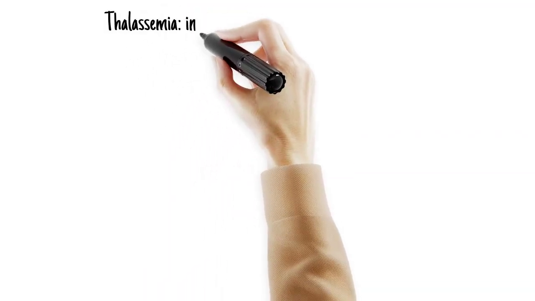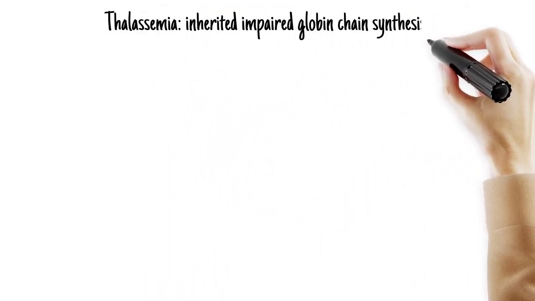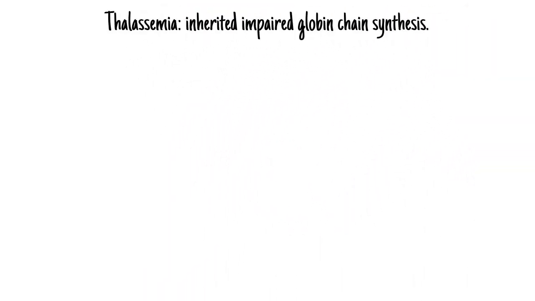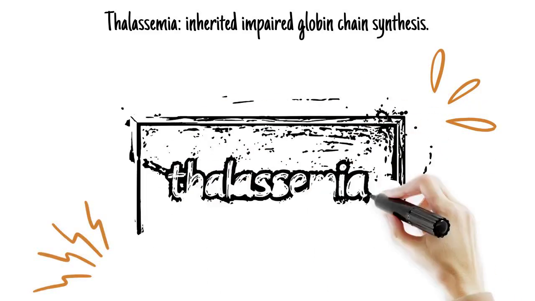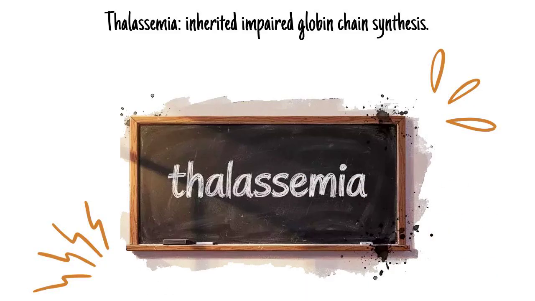The next consideration is thalassemia, an inherited disorder of globin chain synthesis affecting either alpha or beta chains, confirmed with hemoglobin electrophoresis. Classic clues include disproportionately microcytic indices for the degree of anemia and an elevated red cell count.